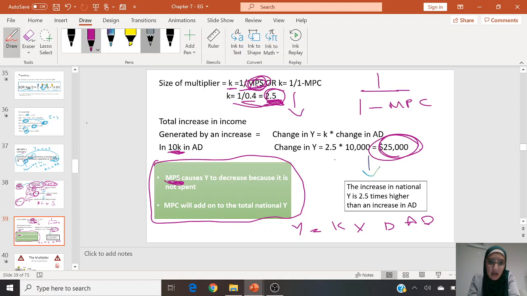If the MPS is high, that basically means that the multiplier is going to be low. If the MPC is low, that basically means that the multiplier is going to be low. Write this down as I'm saying it, please. Super important, not mentioned clearly in your book.